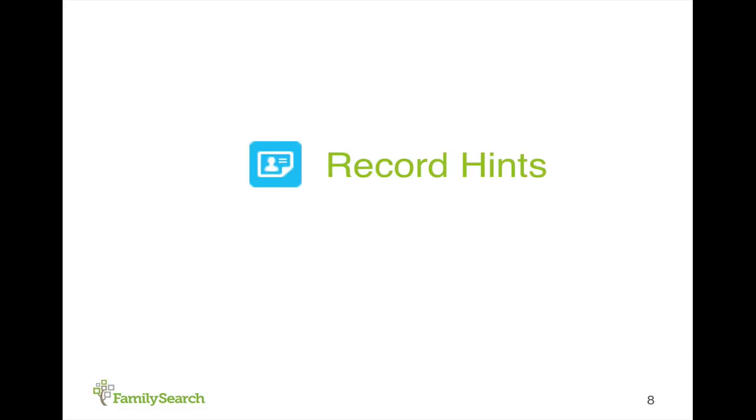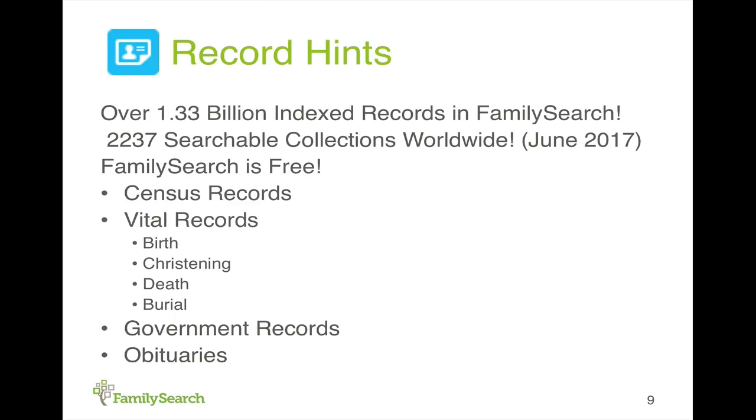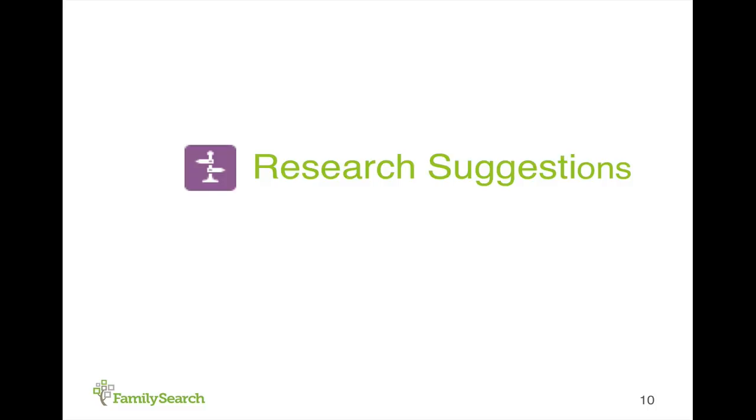So let's talk a little bit about record hints. We have over 1.3 billion indexed records in FamilySearch, and that number continues to grow every day. As of June 2017, we have over 2,200 searchable collections. FamilySearch is always free. You can always come in and search and find all of our records. We have a variety of kinds of records: census, vital records, government records, and obituaries, along with other records, and also hints to some of our partners' records as well.